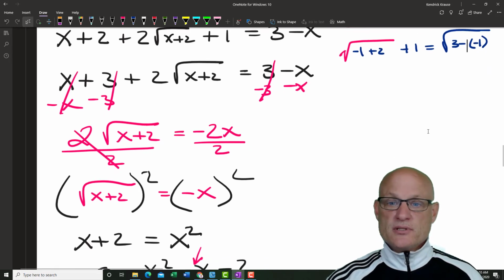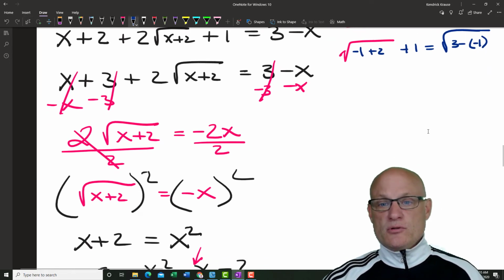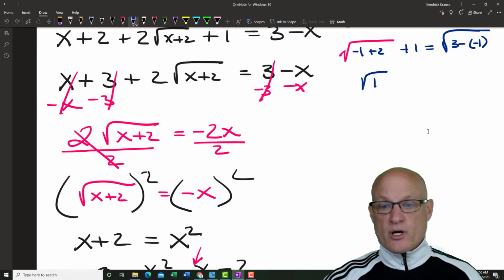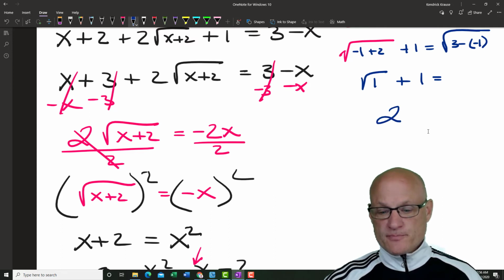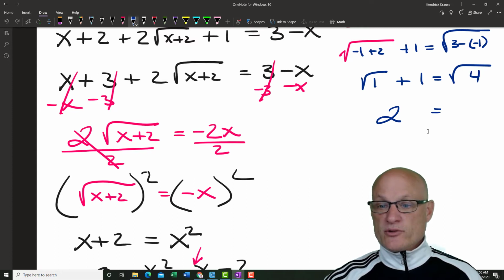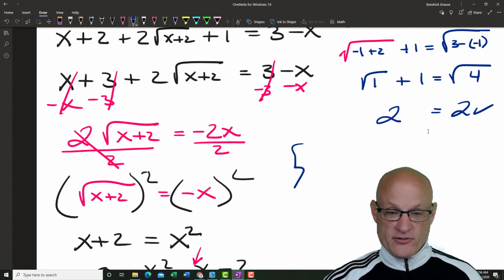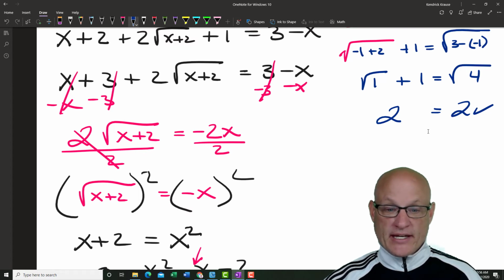Let's see. Negative 1 plus 2 is 1. So this is really the square root of 1 plus 1, which is really 1 plus 1, which is 2. Over here, we've got the square root of, let's see, that's 3 plus 1, which is 4, which is 2. There is a perfect example where the negative worked and the positive did not.